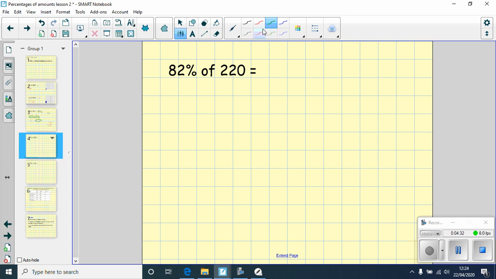Let's have a look at the next one. 82% of 220. So let's start again. Let's do 10%. So 10% I divide it by 10. So 10% of 220 is 22. But I don't want 10%, I want 80%. And to get from 10% to 80%, I've times by 8. So I'm going to times this by 8.